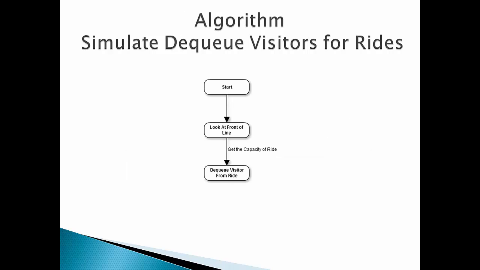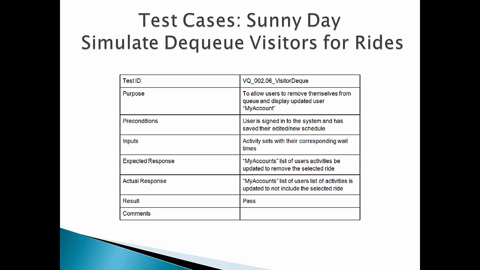This is a simple algorithm that was used in the code. You look at how many people could go on the ride and just remove that certain amount of people, and that's all there is to it.